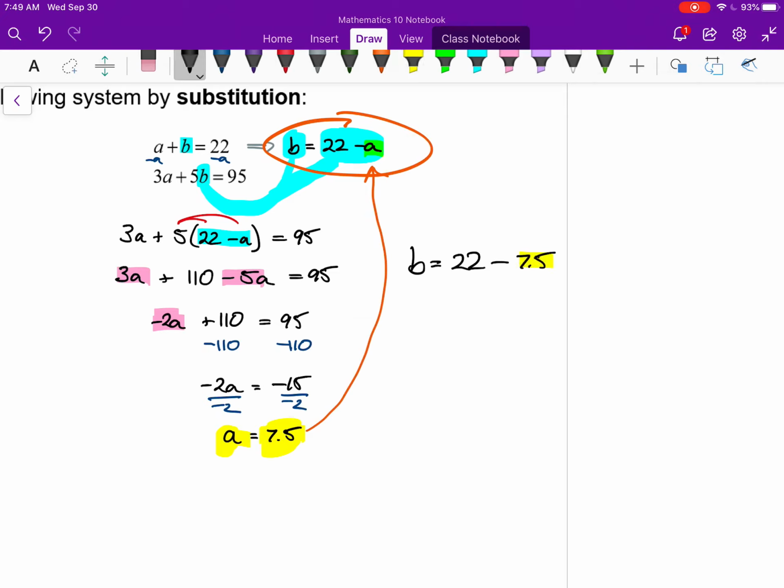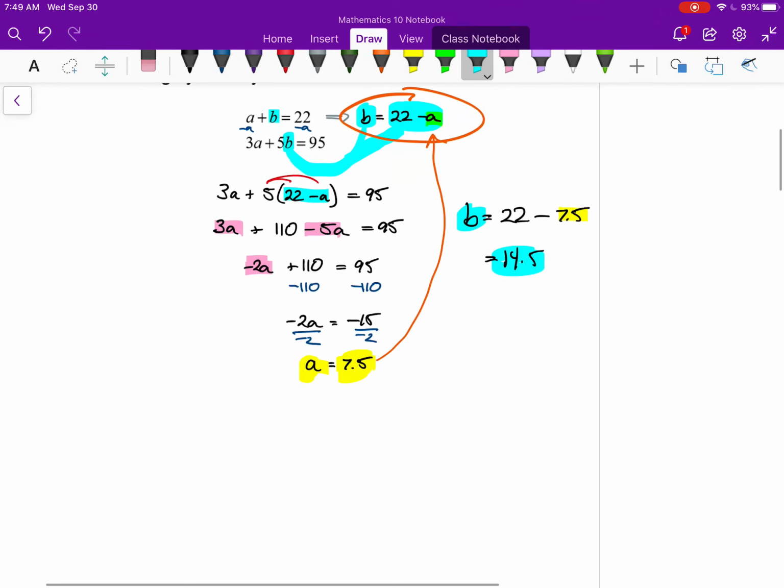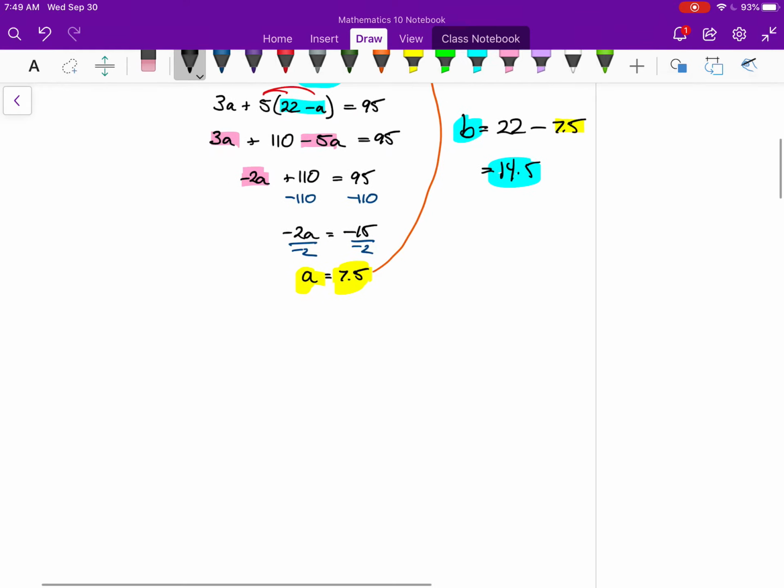And 22 minus 7.5 is 14.5. And so now I know a and I know b. Notice how quick it was for me to figure out b once I figured out a. And so just to make my solutions really clear, I'll say a equals 7.5, b equals 14.5.